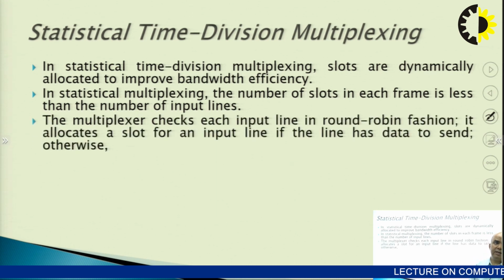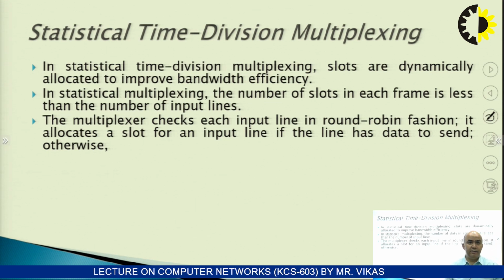So here the multiplexer checks each input line in round robin fashion and allocates a slot for the input line if the line has data to send. Otherwise, it moves on to the next user.